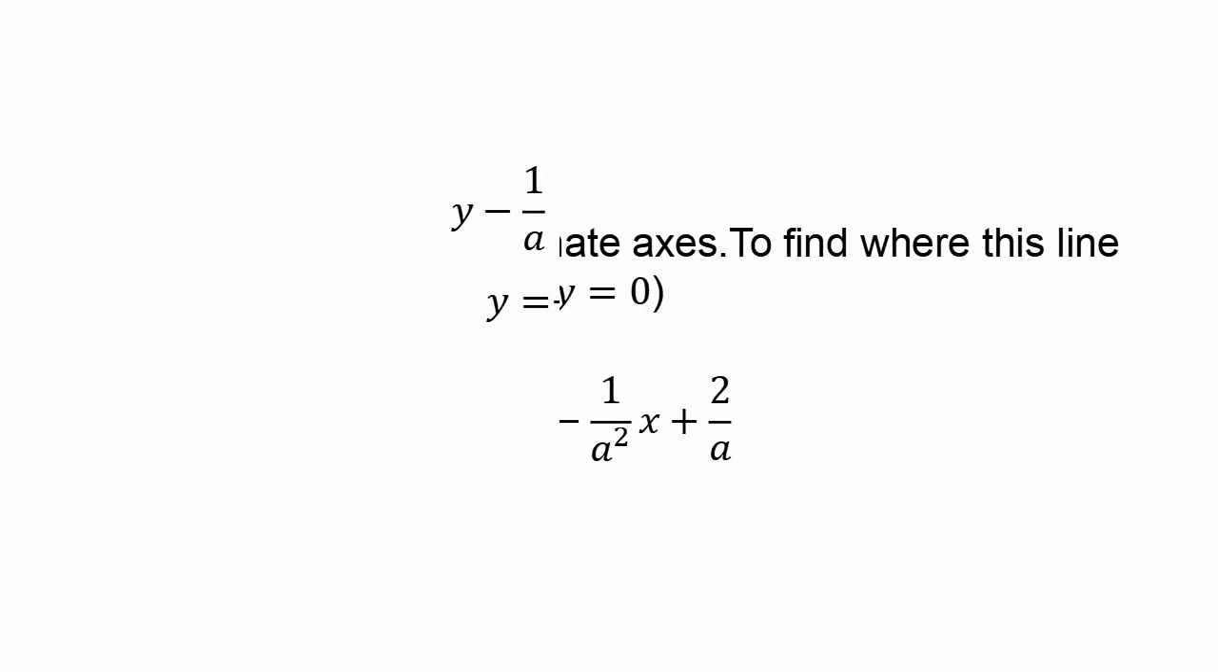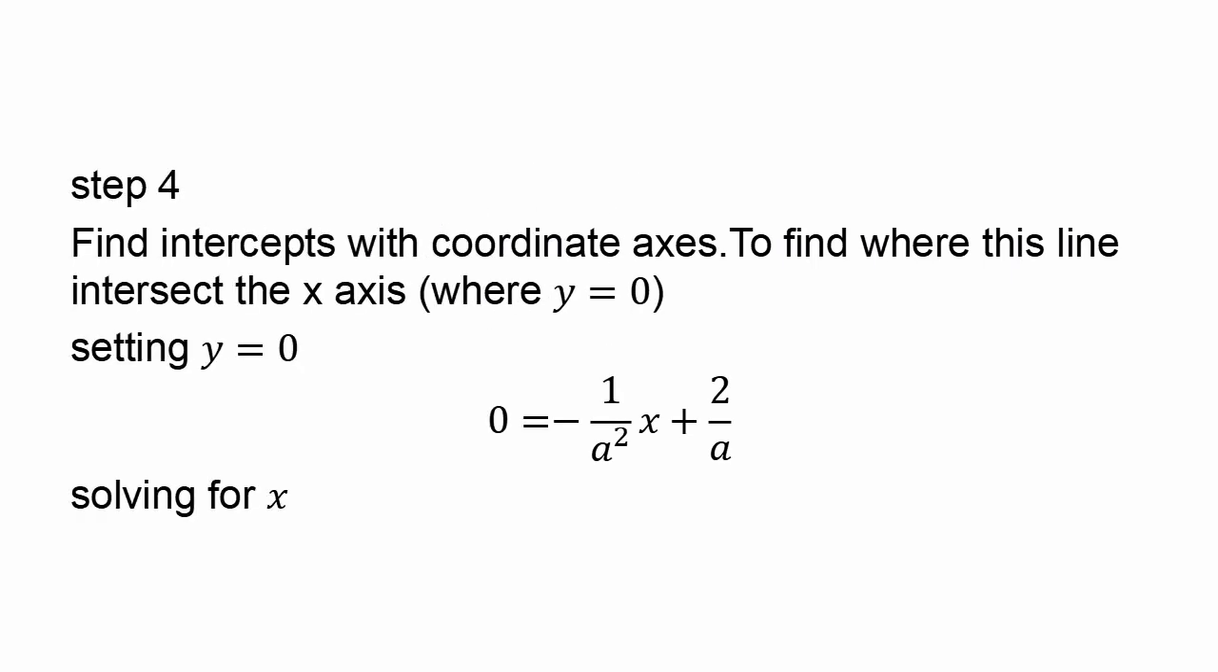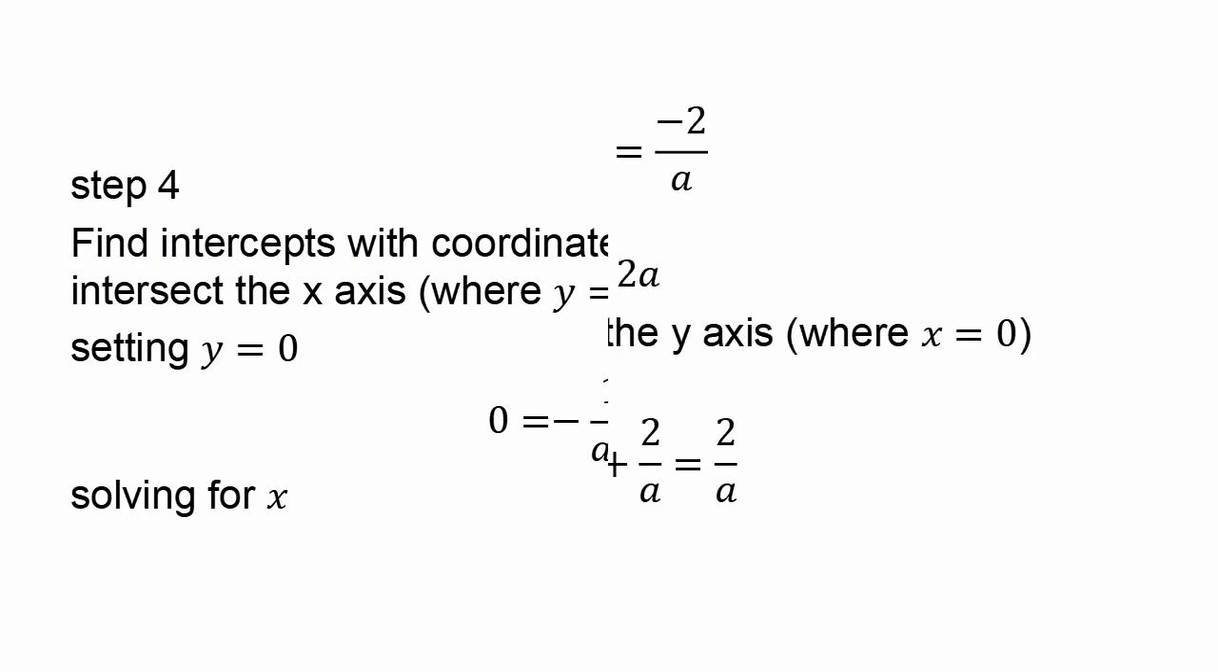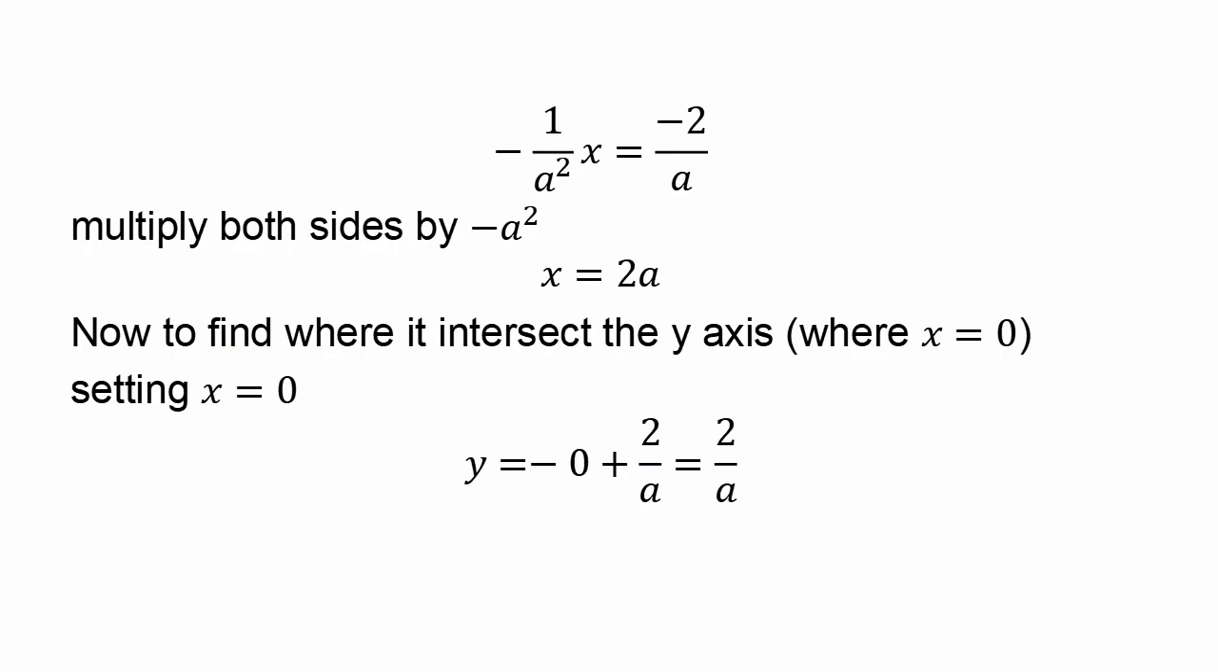Step 4. Find intercepts with the coordinate axes. To find where this line intersects the x-axis, where y is equal to 0, we set y equal to 0. Then 0 is equal to -1 over a squared times x plus 2 over a. Solving for x, we have -1 over a squared times x is equal to -2 over a, and multiplying both sides by -a squared, we have x is equal to 2a.